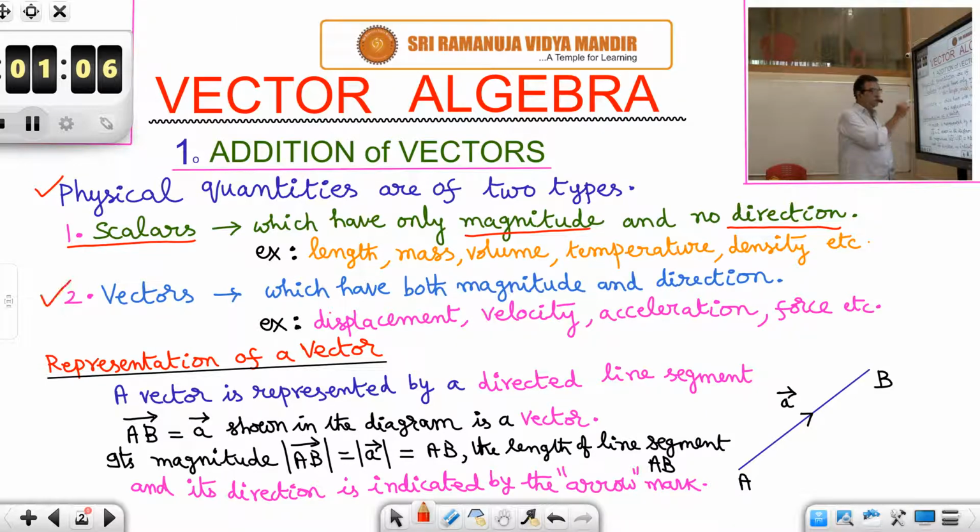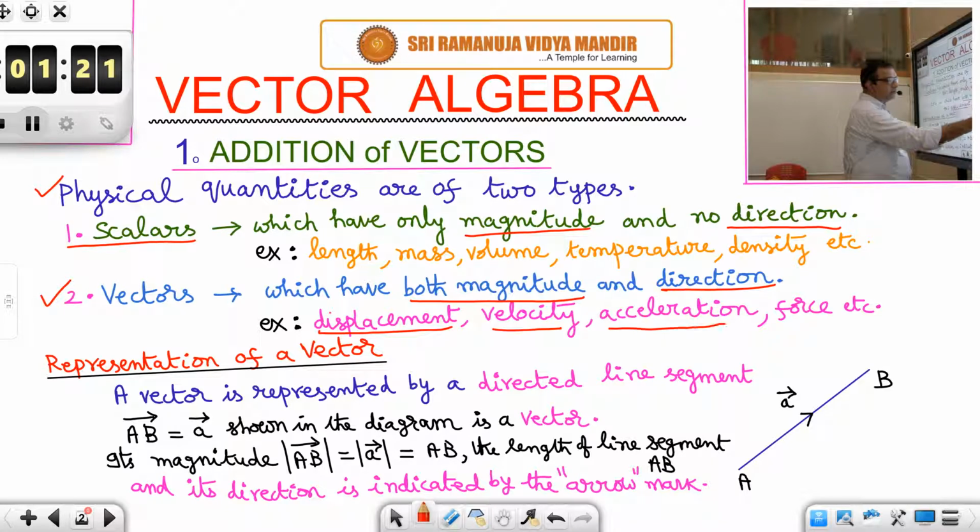But vectors are those physical quantities which have both magnitude and direction. For example, displacement is a vector. Velocity is a vector. Acceleration is a vector. Force is a vector. Like that, momentum is a vector. So these are vectors because they have not only magnitude but direction also.